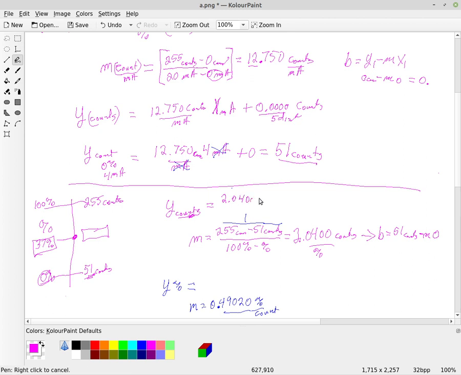All right, so when we write this then, up here for this one, this is going to be 2.0400 counts per percent. And then that's going to be multiplied times X percentage. And then we're going to add, that's a positive, the 51 counts, but we need 5 significant digits, so we're going to add 51.000. When you put it in Blackboard, I need those 5 digits, and the units for that would be counts.